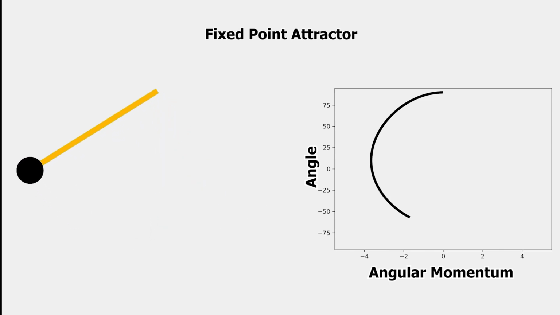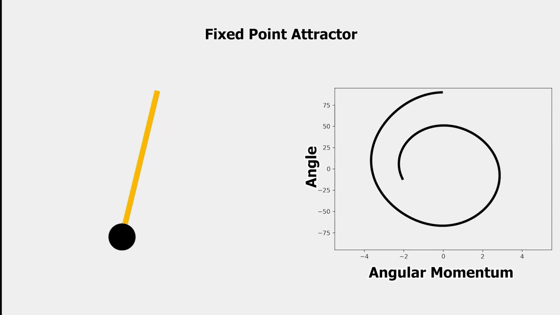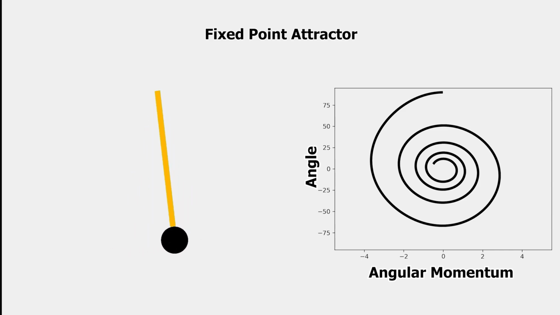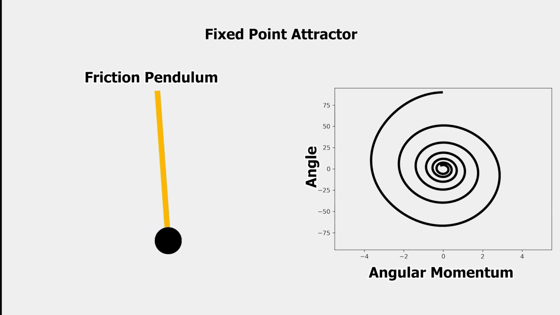If a system can lose energy, it is drawn toward a nearby attractor, and over time, the system evolves into the state defined by that attractor. These attractors are called fixed-point attractors. The most well-known example is a pendulum oscillating in an environment with friction.